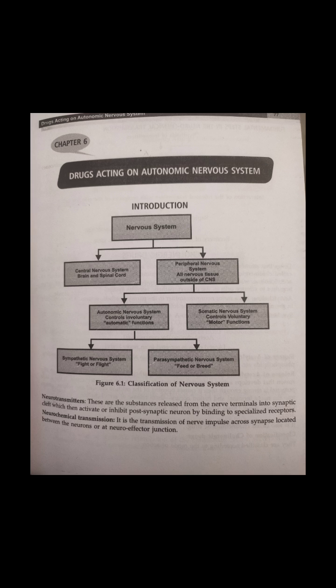If we look at the mechanism of action, as we know, the major neurotransmitter in the cholinergic system is acetylcholine. The enzyme called cholinesterase degrades or destroys the acetylcholine. That's why organophosphorus compounds block this enzyme, thus preventing the breakdown of acetylcholine.